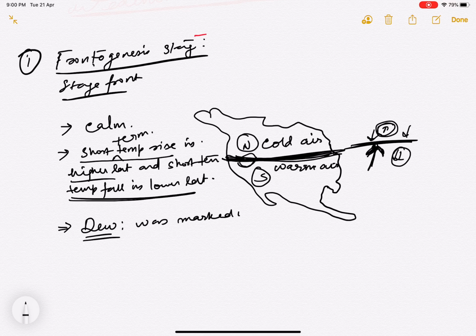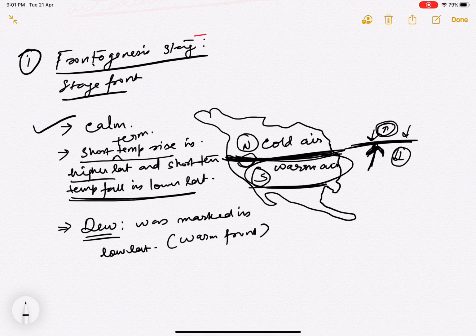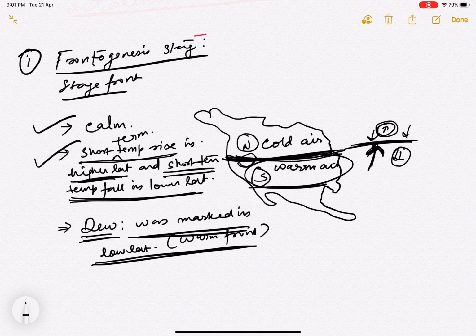Was marked in the lower latitudes. When I mean lower latitude, means the area of your warm front. Three things. First, calm weather condition. Second, a short-term temperature rise in the high latitude and a short-term temperature fall in the lower latitude. Last but not the least, formation of dew marked in means dew which is formed in your lower latitude.